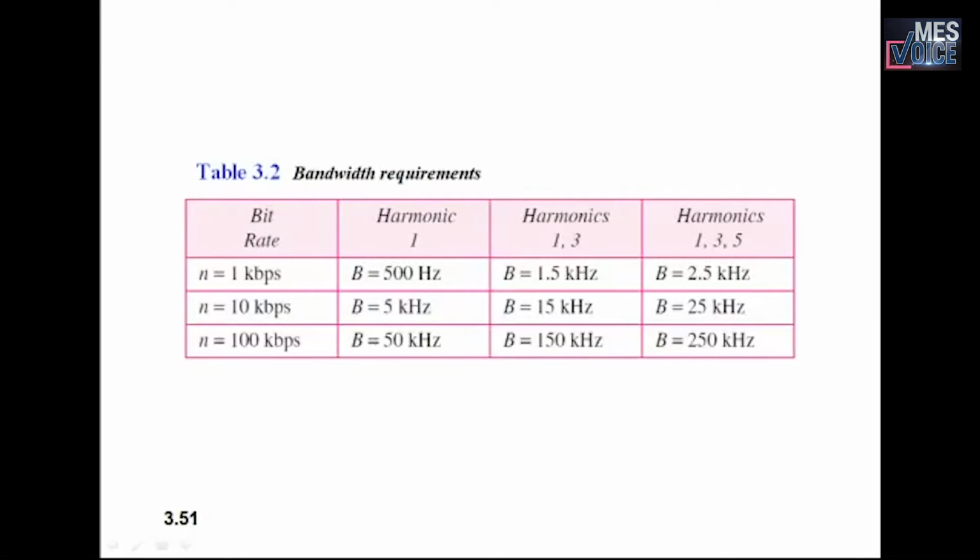The table shows the bandwidth requirements. If the bit rate is 1 kilobit per second and we are only using harmonic 1, then the bandwidth will be 500 Hertz. If the bit rate is 1 kilobit per second and we use harmonics 1 and 3, then the required bandwidth would be 1.5 kilohertz. And if we are using harmonics 1, 3 and 5, the bandwidth would be 2.5 kilohertz.